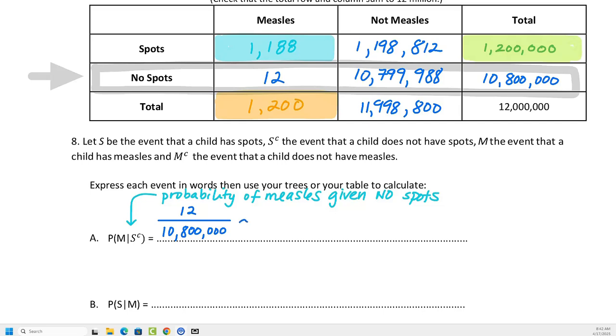Now, on this one, okay, we're going to go a lot. Usually we only go 3 decimal places, but notice how small this number is. When you divide those, you'll have 5 zeros, 4, 5, followed by a 1. So if you don't have spots, it's very likely you don't have measles. I mean, look how small that percent is. Got it?